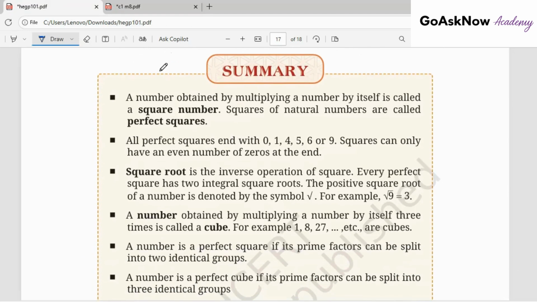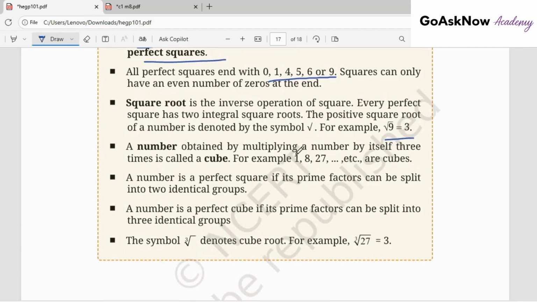Next, the summary. The number obtained by multiplying a number by itself is called a square number. The square of a natural number is called a perfect square. All perfect squares end with 0, 1, 4, 5 or 9. Squares can only have an even number of zeros at the end. Square root is the inverse operation of square. Every perfect square has two integral square roots. The positive square root of a number is denoted by the square root symbol. For example, the square root of 9 is equal to 3.